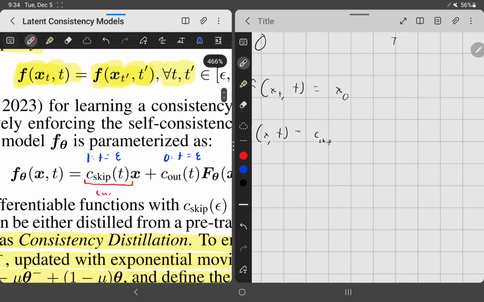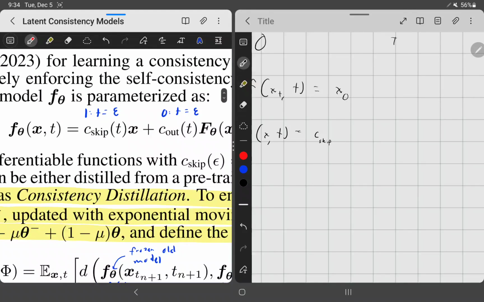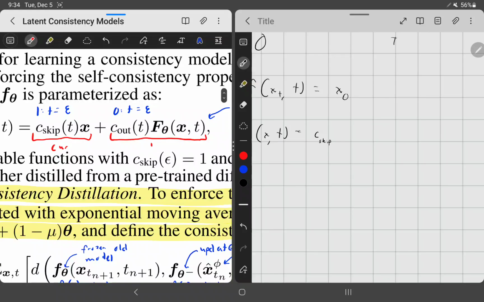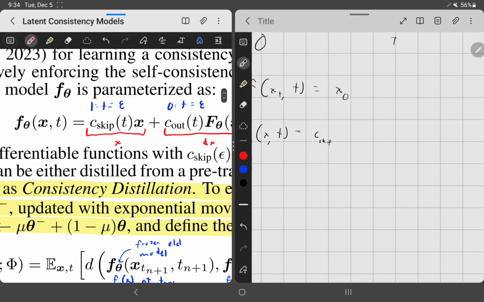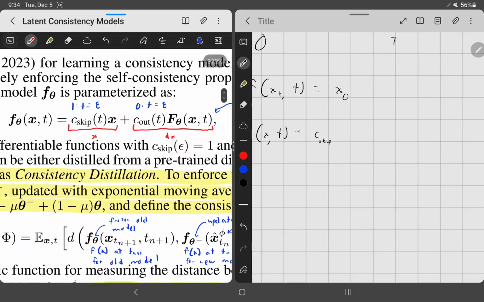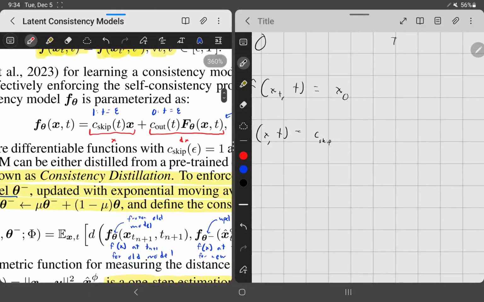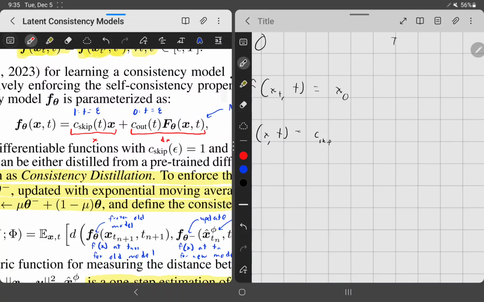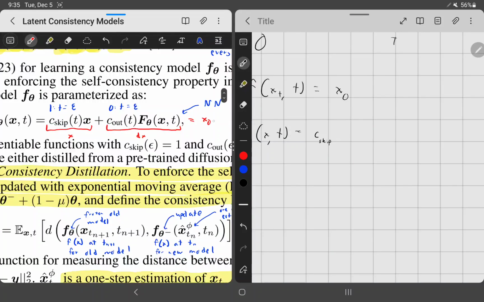So this is your current data, actually the interpolation. This is your data at your current time step, and this is basically your update, your dx right here. So this is x plus dx, x plus your change in x, and that's just your model. This should be a one-step prediction, so your dx should be a trajectory that directly goes to x0. So this is equal to x0 or x epsilon.